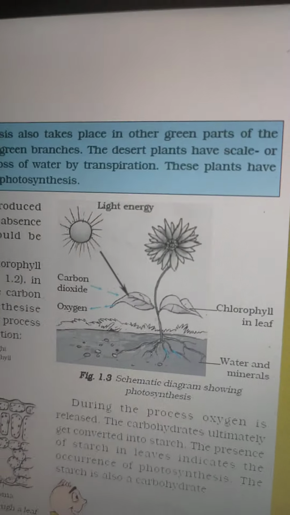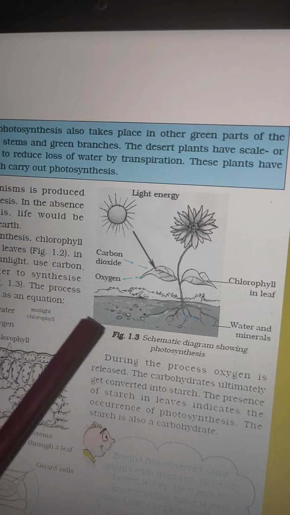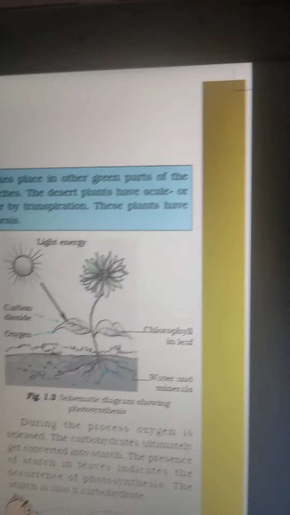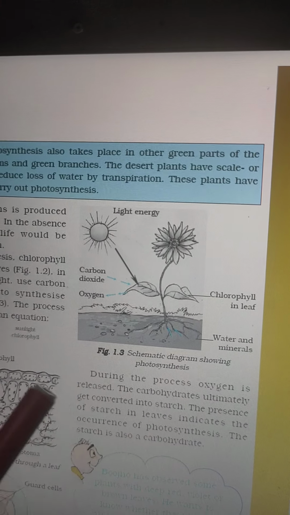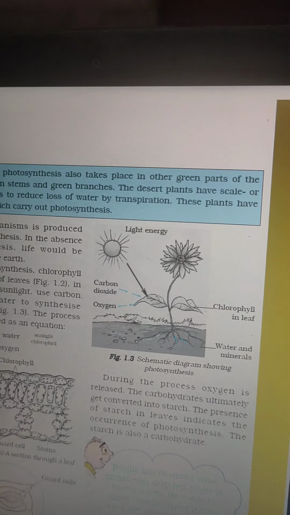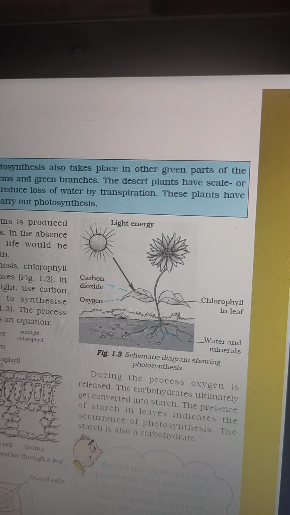During the process of photosynthesis, sunlight is captured by the leaves, and these leaves, in the presence of chlorophyll, take carbon dioxide from the air and water from the soil to make their food, and that food is prepared in the form of glucose. Later on, this glucose is converted into starch, and that starch is stored in the plants.